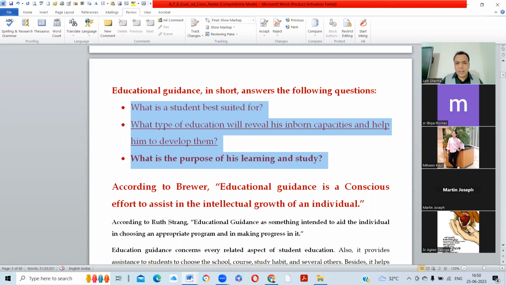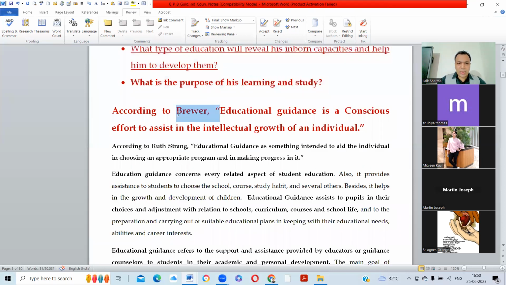So guys, trust me, this is such a topic that I can speak up to 4 hours, 6 hours on it. This is a very interesting topic, and from this topic we learn a lot, right? So Brewer has given definitions according to educational guidance. According to him, educational guidance is a conscious effort to assist in the intellectual growth of an individual.